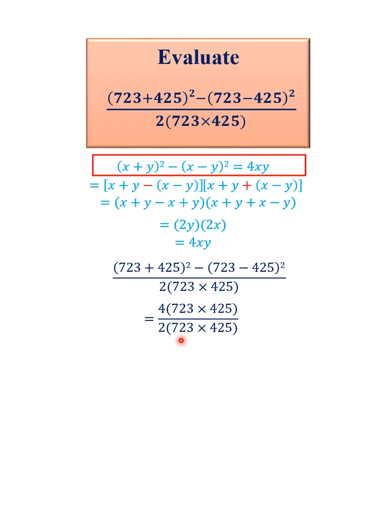This can now divide this, and we will be left with 4 all over 2. Of course, 4 divided by 2 is definitely 2. So the answer to this question is 2. You can see that it's very, very simple, and I believe you enjoyed it.